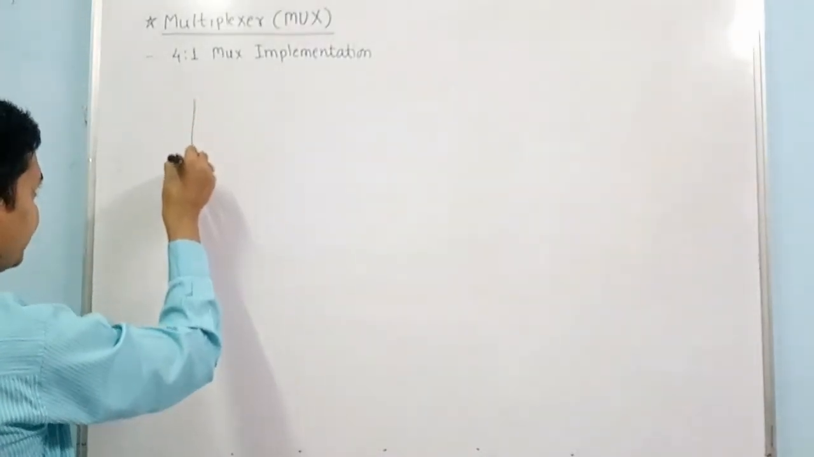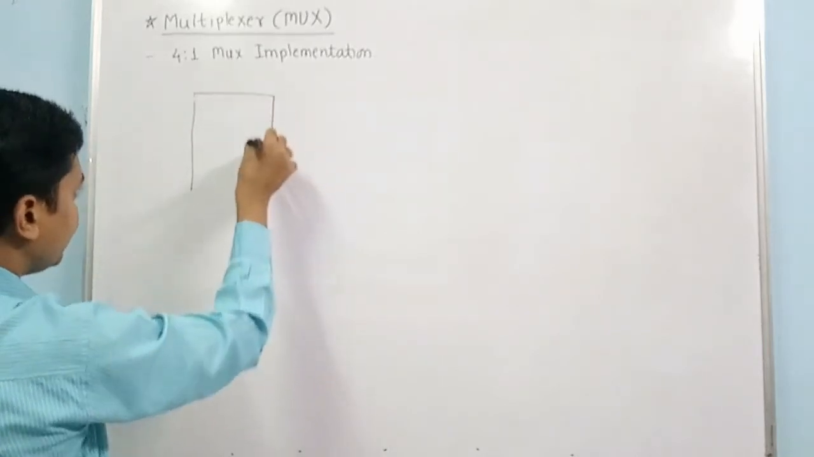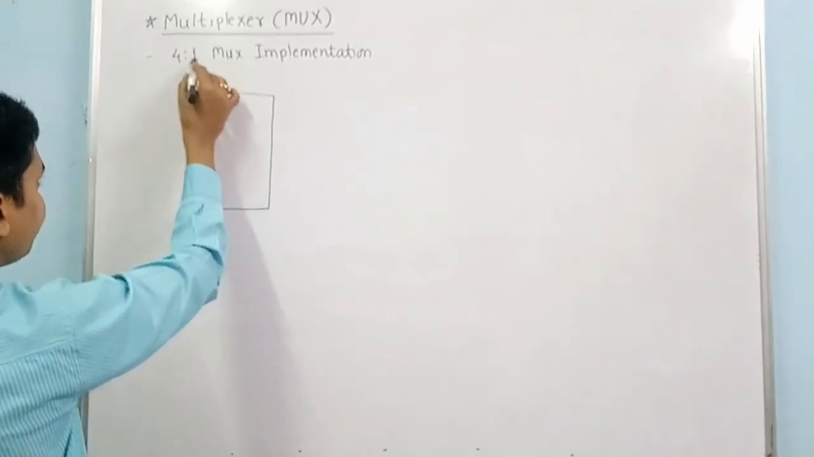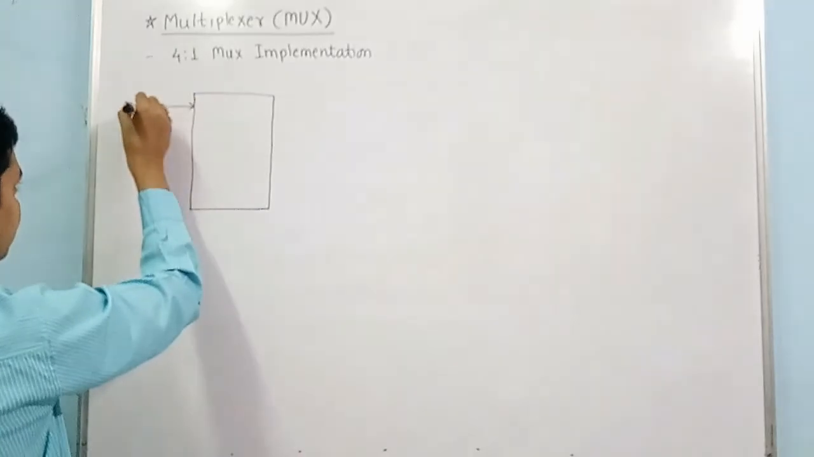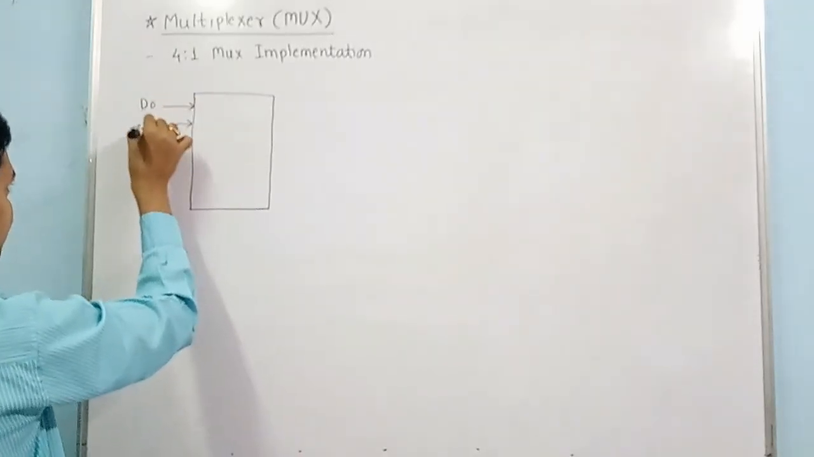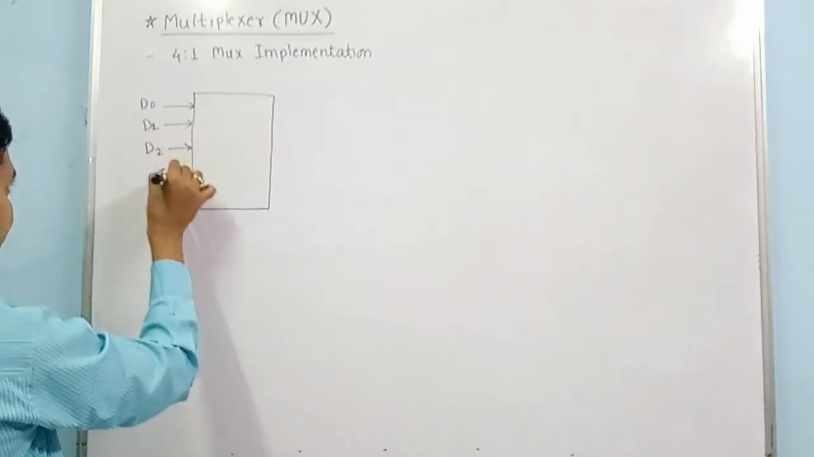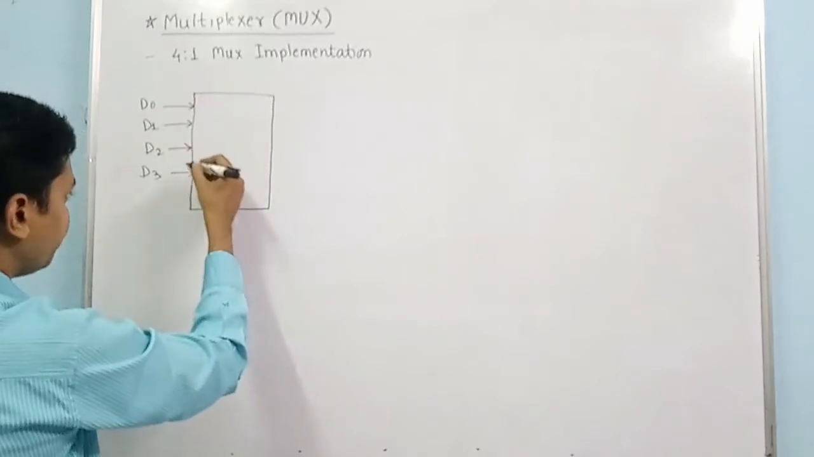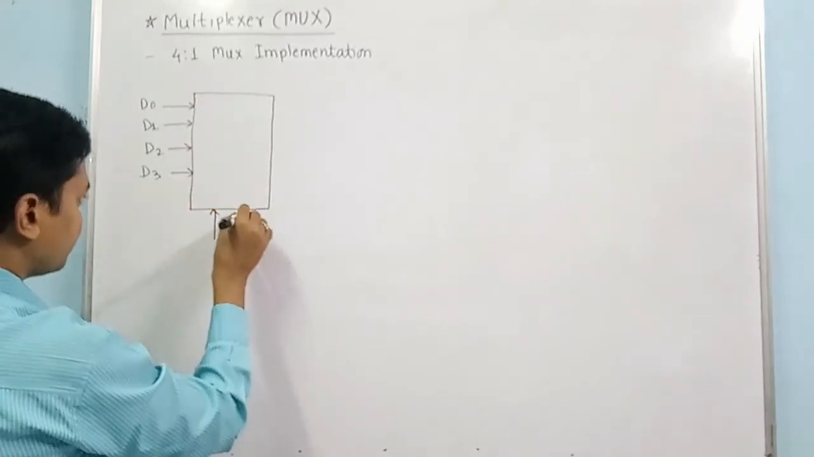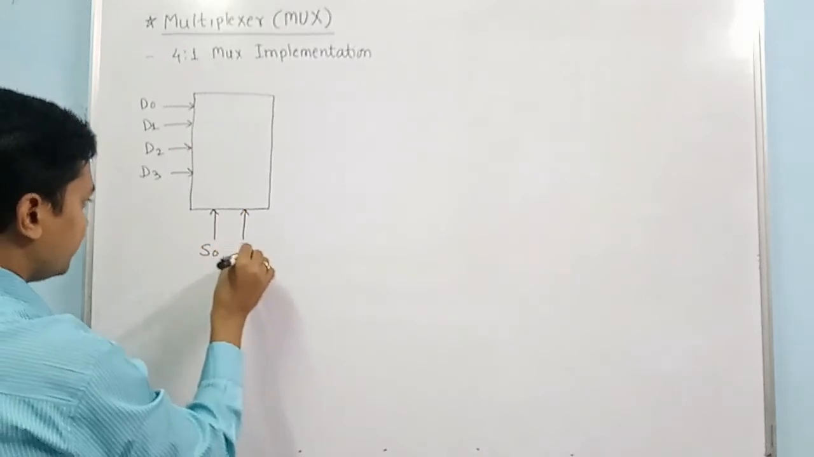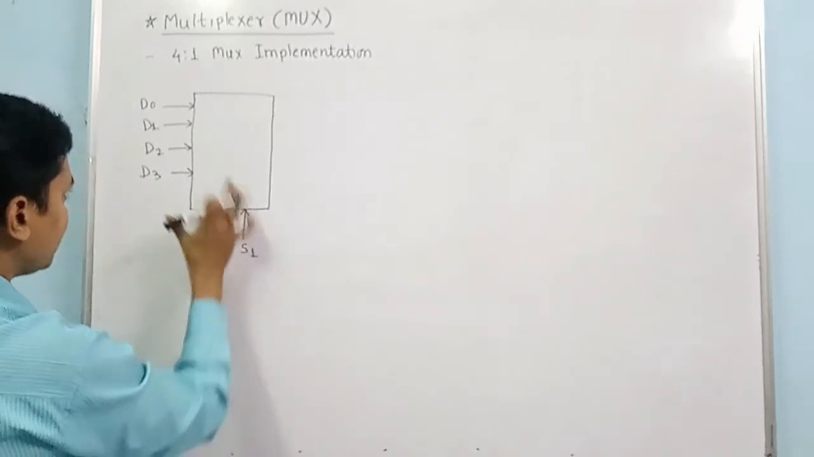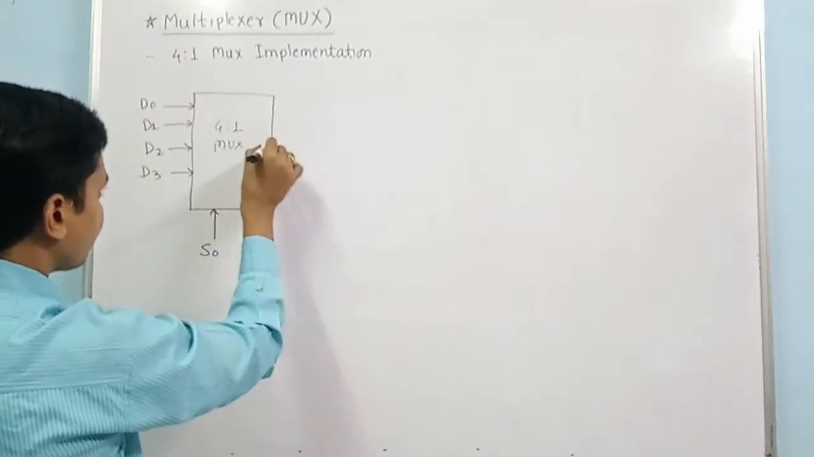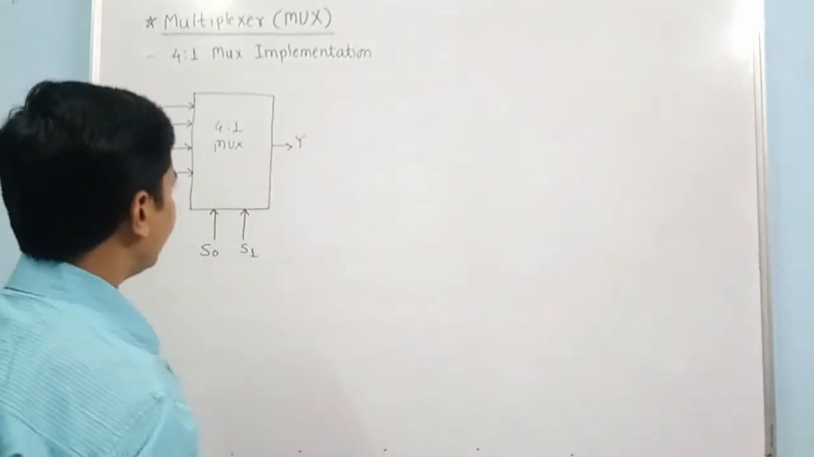The symbol has 4 inputs. So 4:1 means 4 inputs and 1 output: D0, then D1, then D2, and finally D3. To select these 4 input lines, we should have 2 select lines, S0 and S1, because 2 to the power 2 select lines is equal to 4 inputs. So this is our 4:1 multiplexer, and the output is Y.